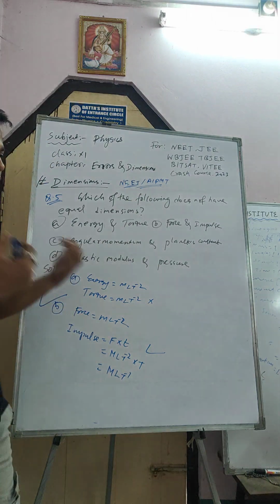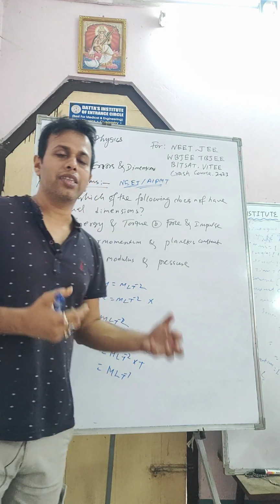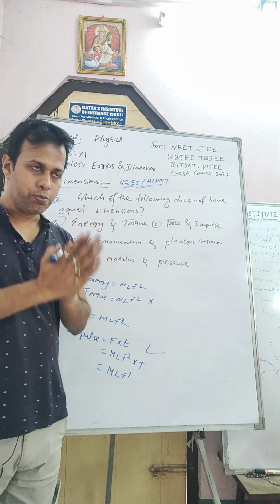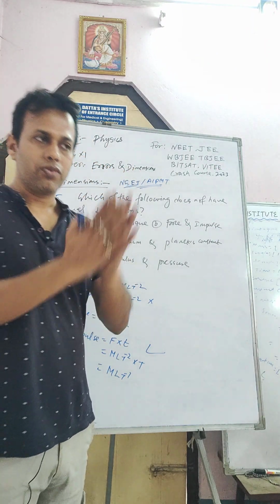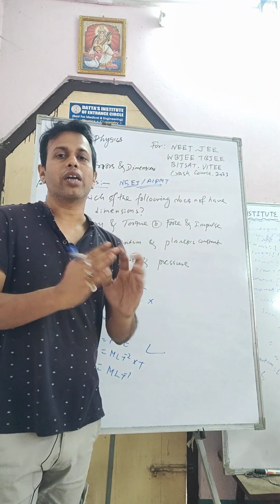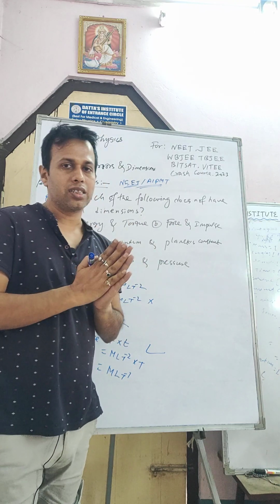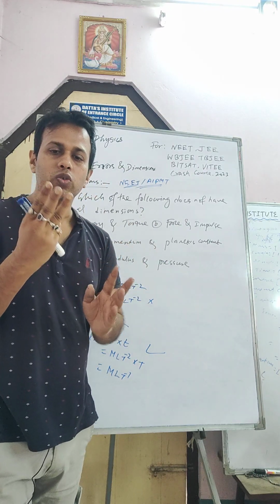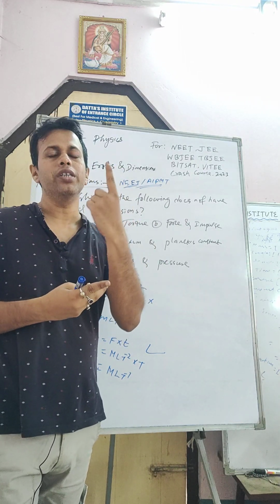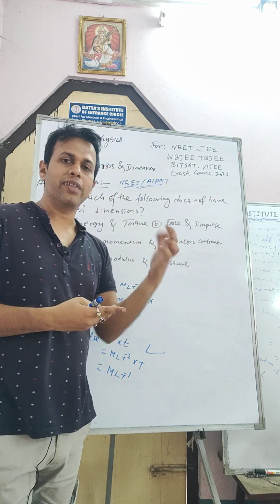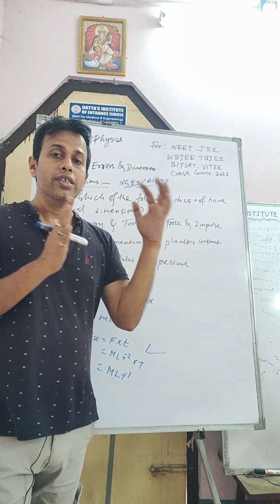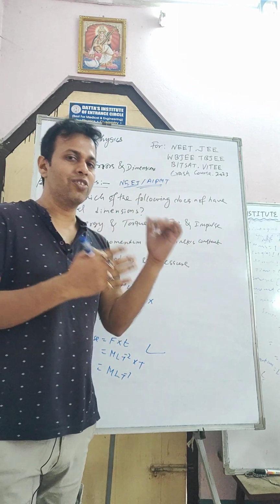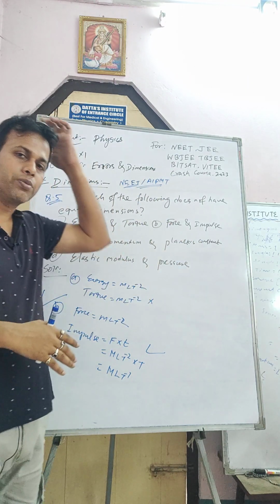But in some cases they ask the opposite, that means you have to find out which pair has equal dimensions. In that case, 3 options will be not equal and 1 option will be equal. It may be A, B, C, or D. I don't know, but a similar type of question will be there. That's why I am not doing another question which has the same dimensions.